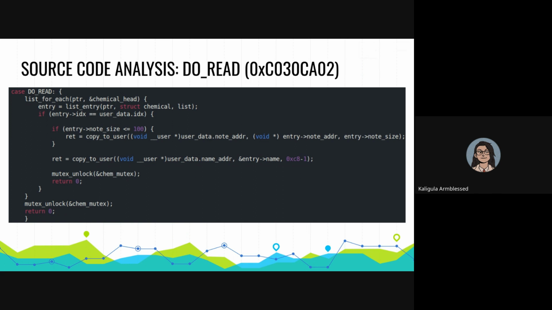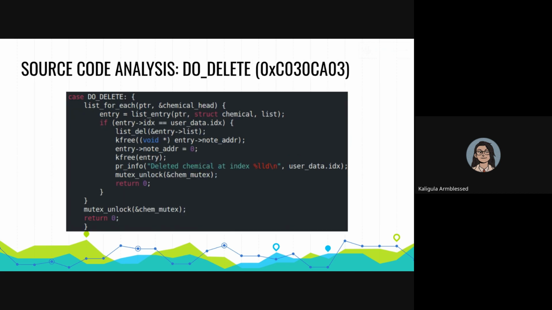So let's finish our source code analysis before we go on to exploitation. There are two other functions. One of them is do read. Basically, it will walk the linked list and see if the provided IDX from the user is the same as the chemical's IDX. If it is the same, it will return the chemical's name and the information in the chemical's node back to the user. So this is just like a normal read function. This is very useful later.